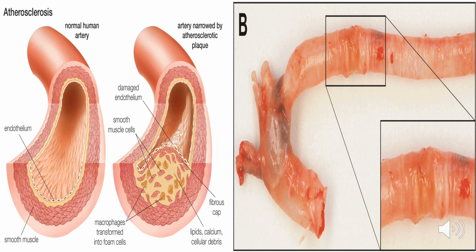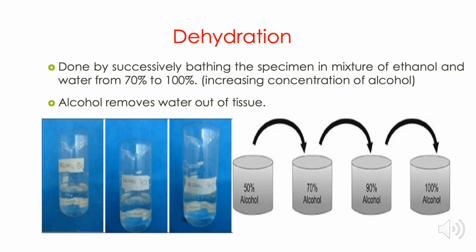So the next step after fixation or decalcification is dehydration. Okay, and dehydration means removal of water. So in this tissue processing step, we will be removing water from the tissue. And how do we do dehydration? You really have to take note of this.